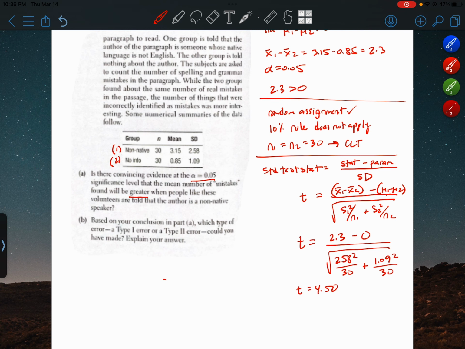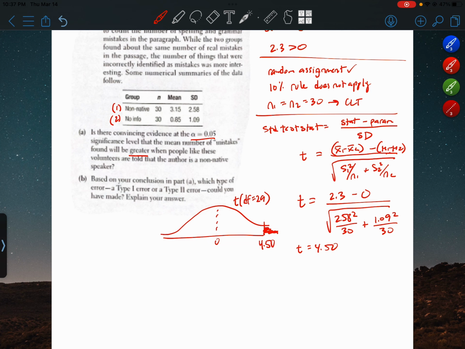Next we're going to make a picture. Even though this is symmetric and mound-shaped, it's not a normal distribution. This is a T distribution with 29 degrees of freedom. We're going to be using the conservative approach, where we look at what the degrees of freedom would be from each group separately, and then use the smaller one. Since they're both 30, it doesn't matter which one we pick, degrees of freedom will be 29. 4.5 is going to be far out in the right tail. Then we're going to try to find the probability of getting something as extreme or more extreme than that.